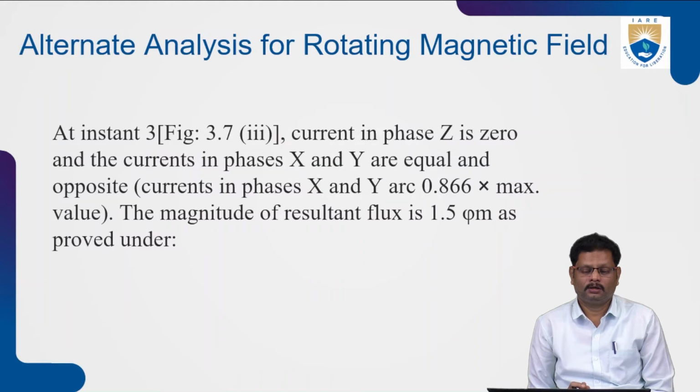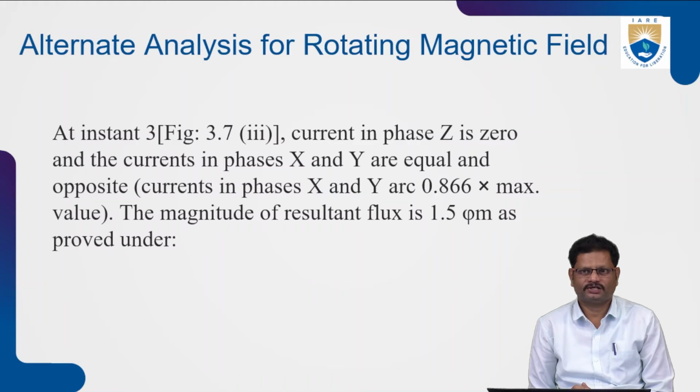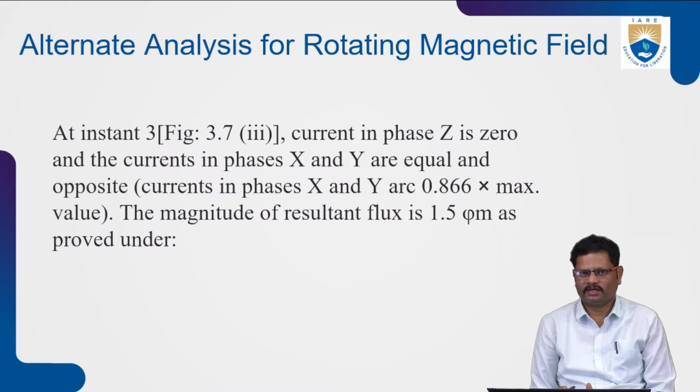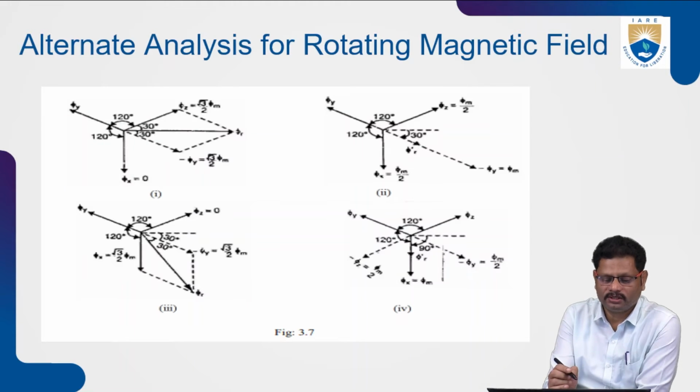And at the next instant also the same value. The current in phase z is 0 and the currents in phases x and y are equal and opposite. So the currents in phases x and y are 0.866 into the maximum value. So the magnitude of the resultant flux is again 1.5 times. So the vectors for different instances we can observe here.